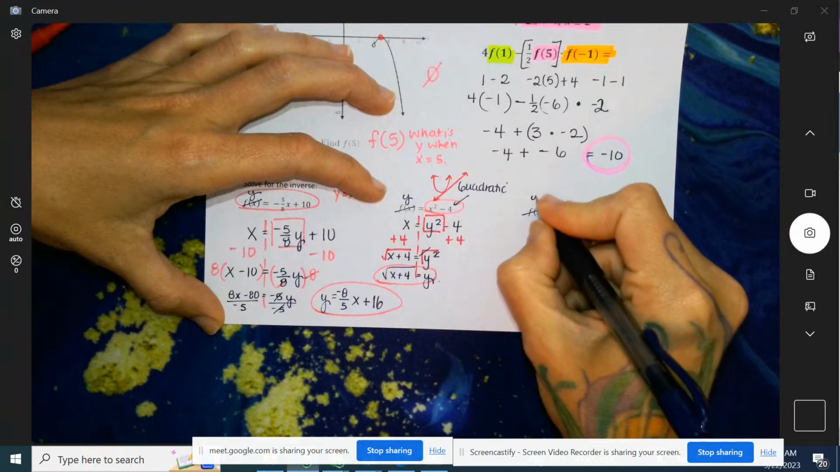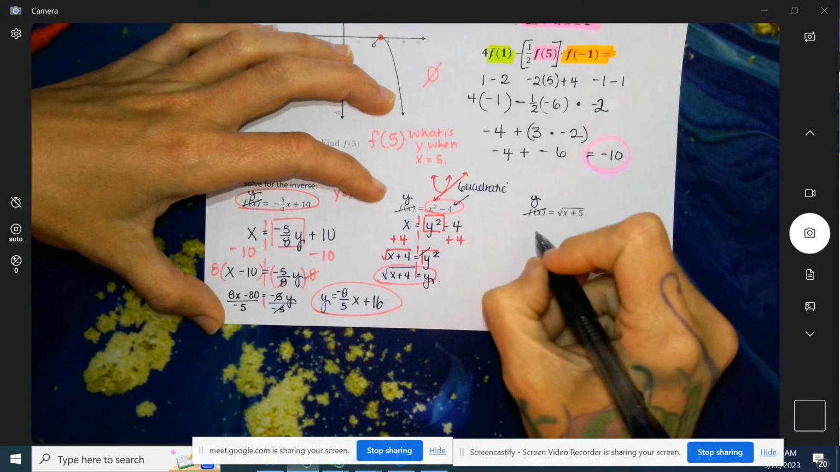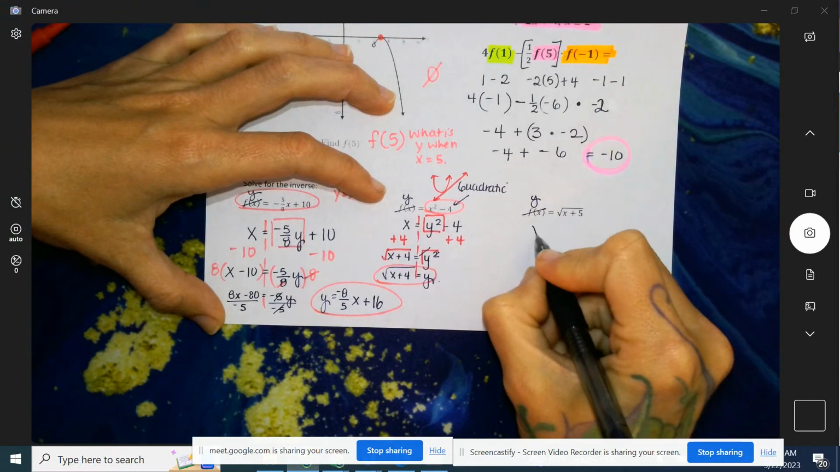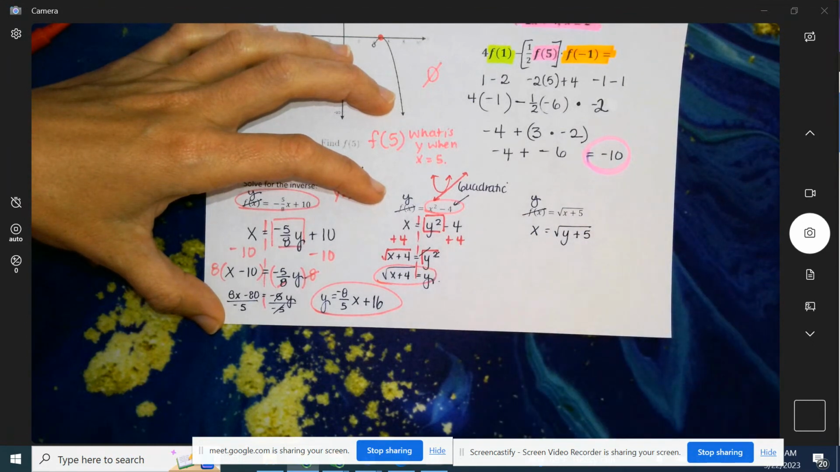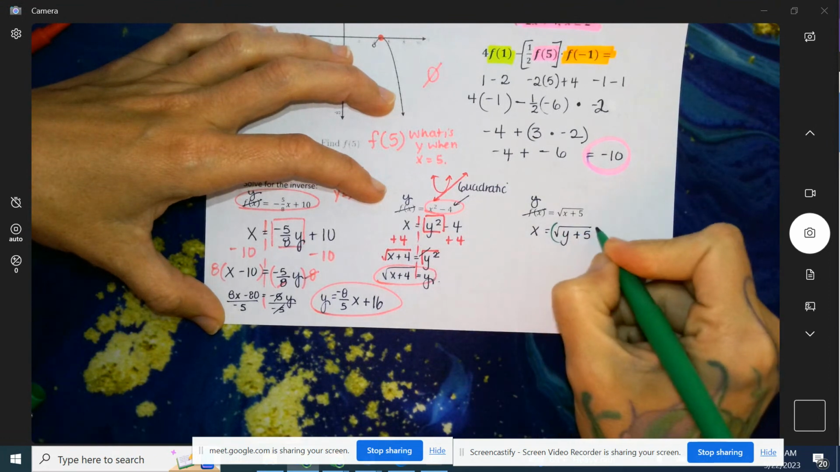Last but not least, for our inverse review, we're going to change f of x to y. We're going to switch our x's and our y's. Now we're going to solve for y. Y and 5 are underneath that root bar, so we're going to square to get rid of the square root.